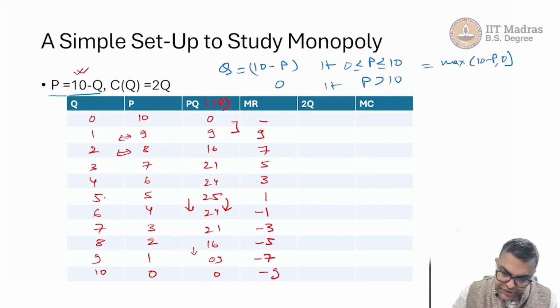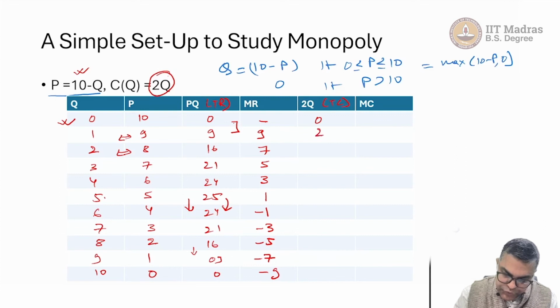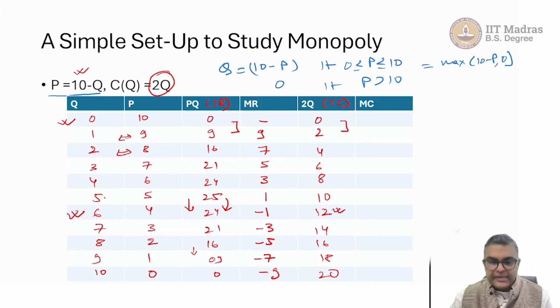And 2Q, which is nothing but the total cost, is given here. So we have to look at Q and multiply it with 2. So 0, 2, 4, 6, 8, 10, 12, 14, 16, 18, 20. For example, here it is 6. I multiply it with 2, I get 12. And again, I can calculate MC by the change in total cost. If we subtract 0 from 2, we get marginal cost here. Of course, this is an approximation because we are using an approximate result. So here everywhere it is equal to 2.